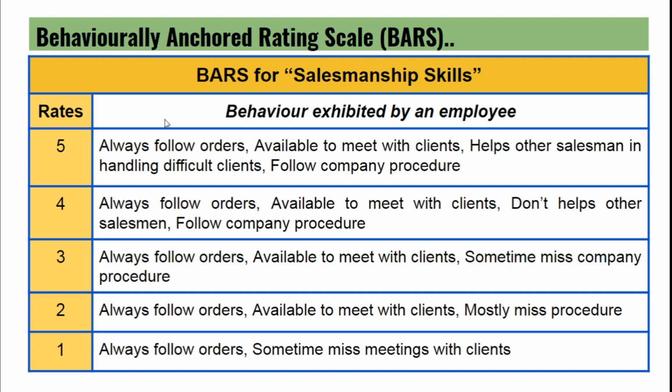Okay, let's see why a behavior is rated as 5 and another at 4 and so on. At 5, you can see that the employee always follows orders of seniors, is available to meet with clients, helps other salesmen in handling difficult clients and follows company procedures. However, at 4, he or she always follows orders, is available to meet with clients, but doesn't help other salesmen, though he continues to follow the company procedure. Similarly, other behaviors are rated at 3, 2 and 1. Hope you are clear on how to create a BARS. We can create different BARS for different performance dimensions.